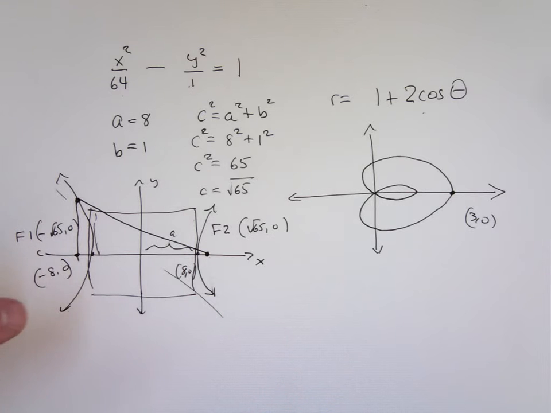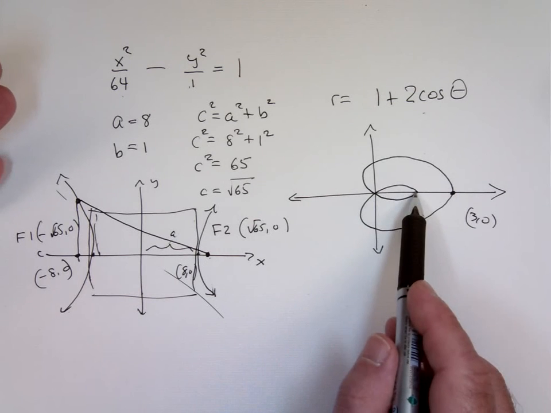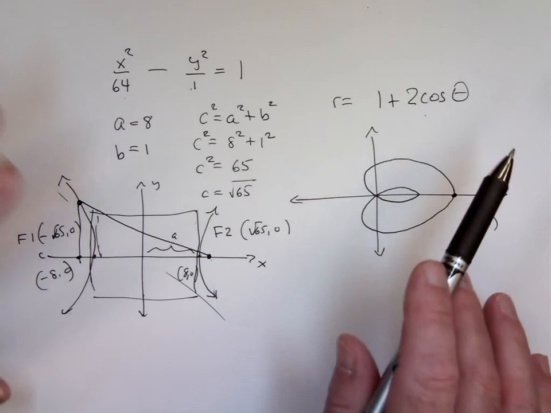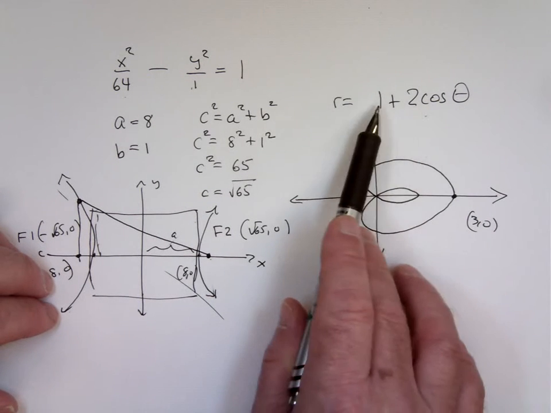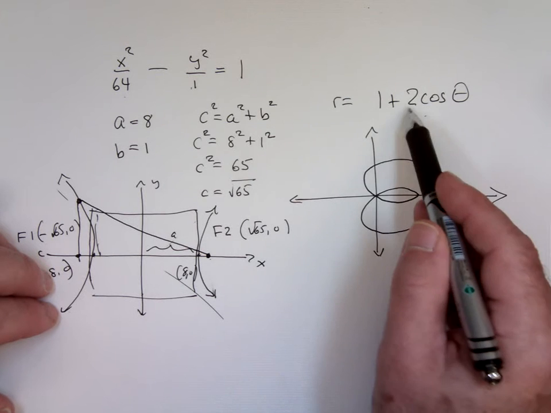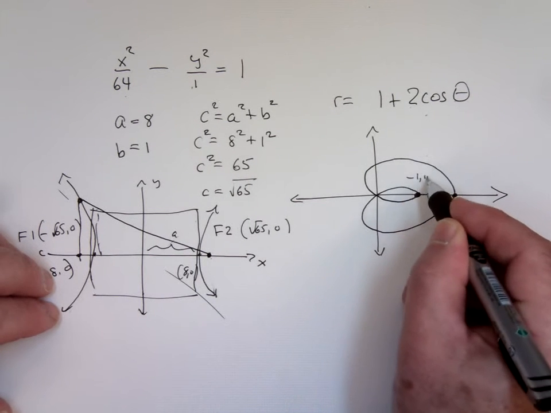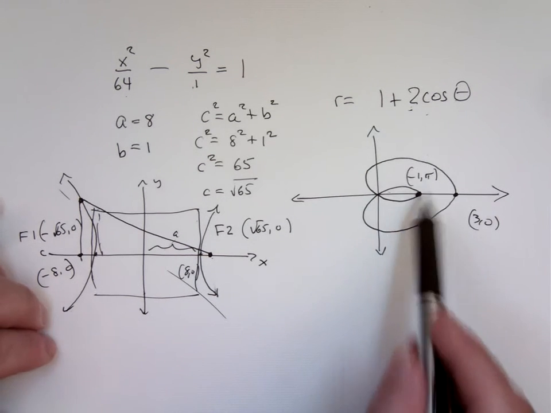So what it is is the fact that it gives you this distance here. When theta is equal to pi, cosine is negative 1. 1 plus negative 2 is negative 1. This point right here would be negative 1, pi. So that difference will give you this distance here, is what it does.